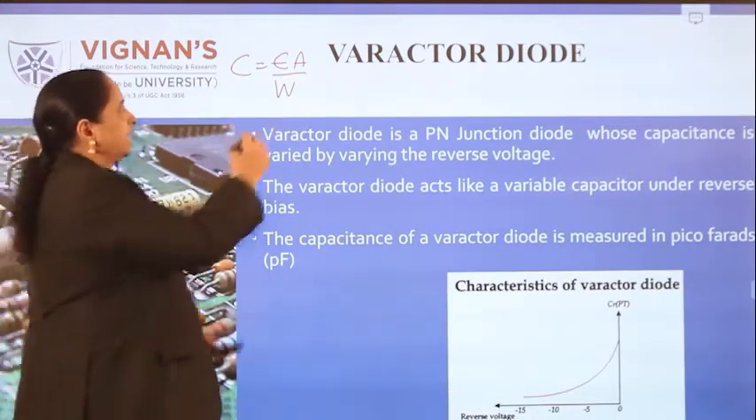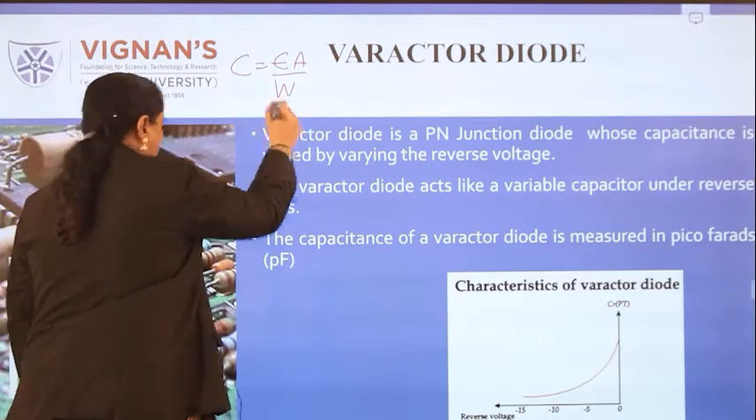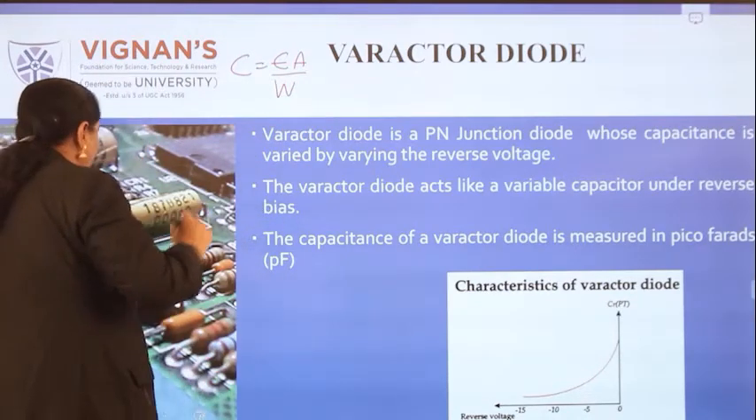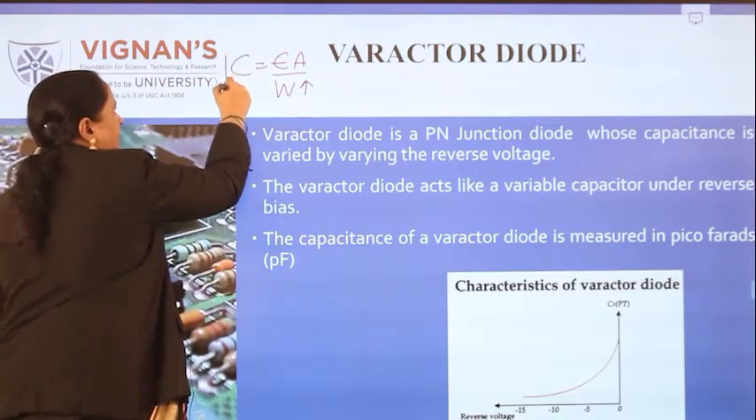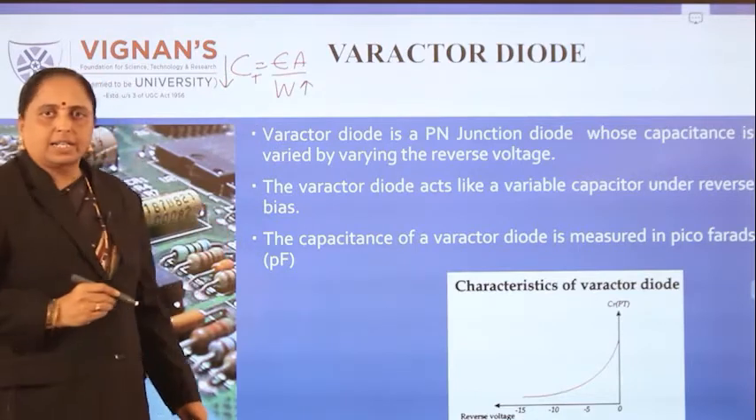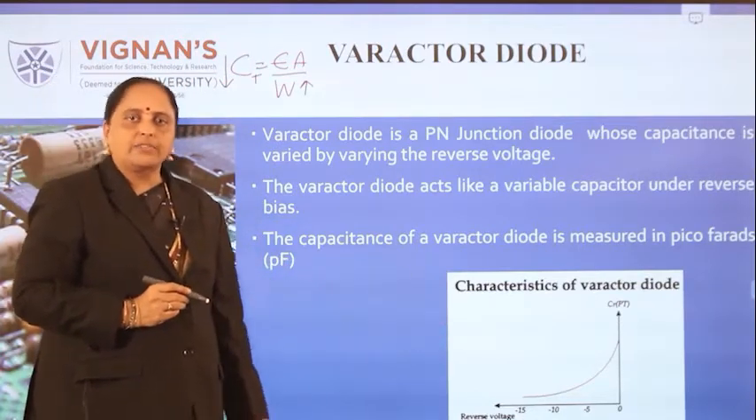The depletion width increases so that the transition capacitance decreases. This is the characteristic by which the diode can be assumed as a varactor diode.